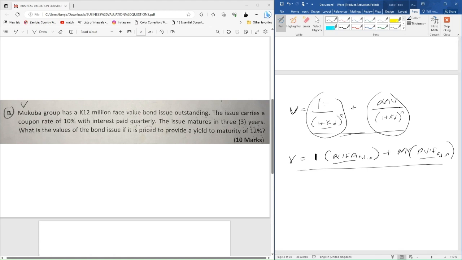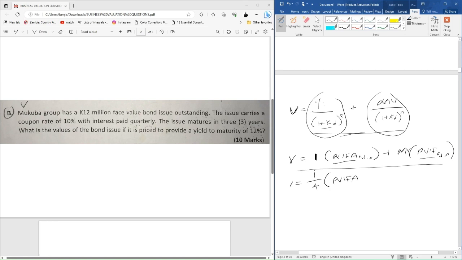So to modify our formula, we're going to say V is equal to our coupon there, which is being paid quarterly. So we're going to divide. Remember how many quarters are in a year? 4 quarters. So we're going to divide our coupon, or interest, I, by 4. And then we're going to multiply everything by our present value interest factor of an annuity.